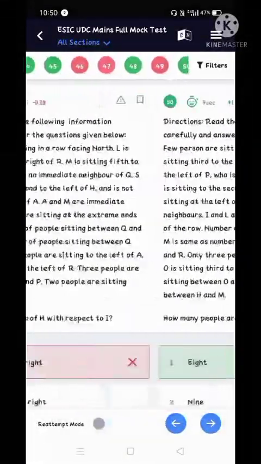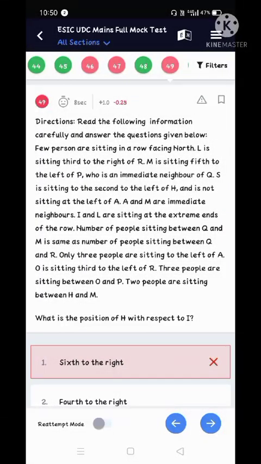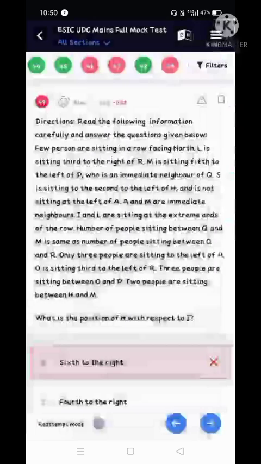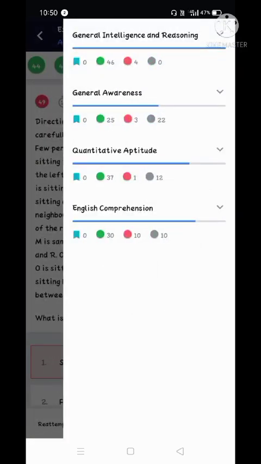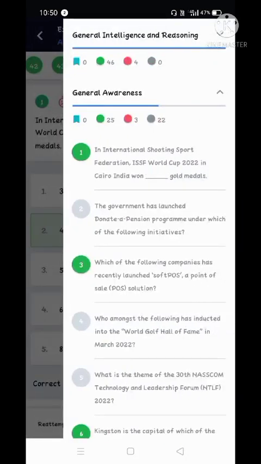Yeah, it's a very silly mistake. Next time I will try to give my best and not do anything wrong. So that's the reasoning portion. If I go to the general awareness portion, you see 25 questions correct and 3 questions wrong.